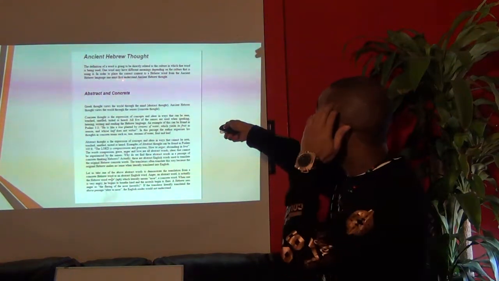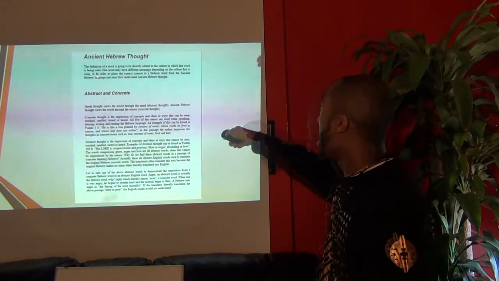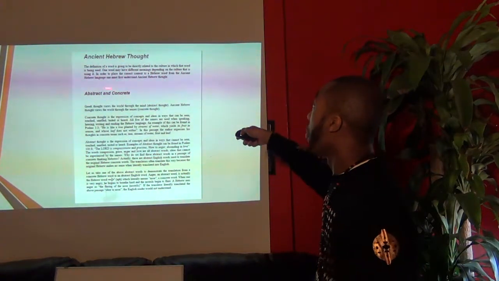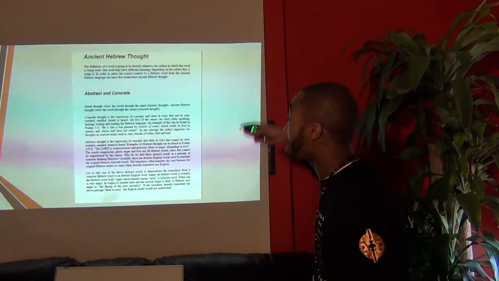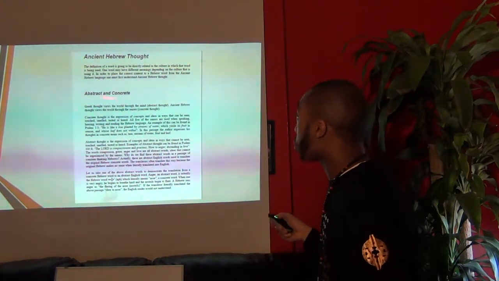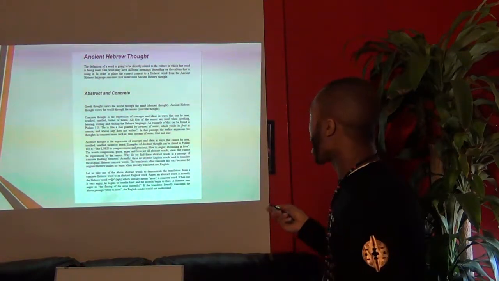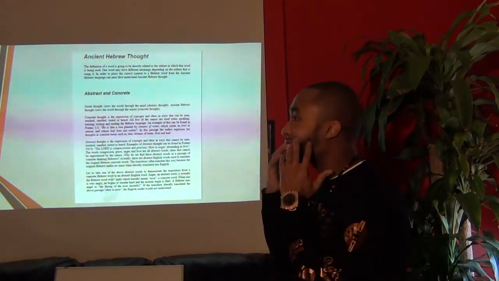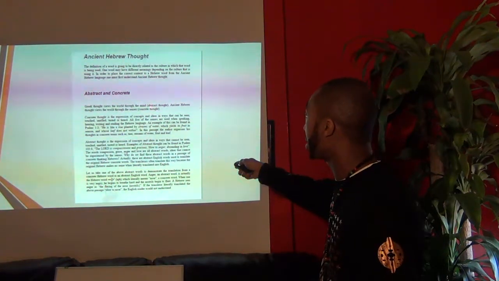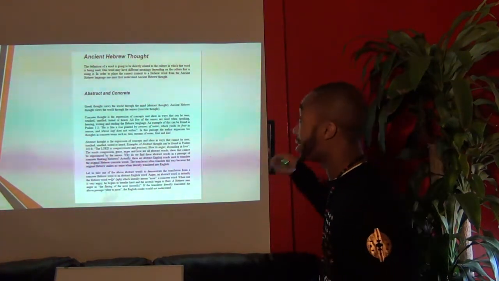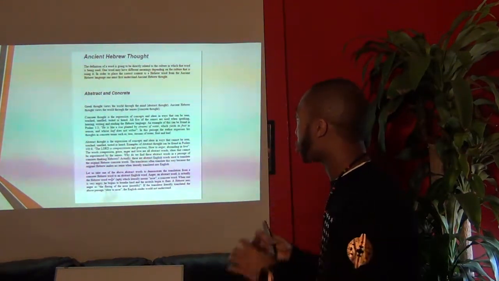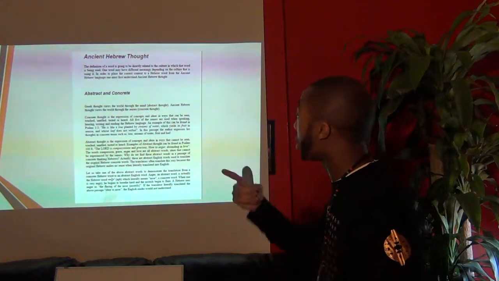One word may have different meanings depending on how it's used. In order to place the correct context to a Hebrew word from the ancient Hebrew language, one must first understand ancient Hebraic thought. Abstract and concrete. Greek thought views the world through the mind. Abstract. Ancient Hebrew thought views the world through the senses or empirical data. Concrete thought is the expression of concepts and ideas in ways that can be seen, touched, smelt, tasted, or heard. All 5 of the senses are used when speaking, hearing, writing, and reading the Hebrew language.